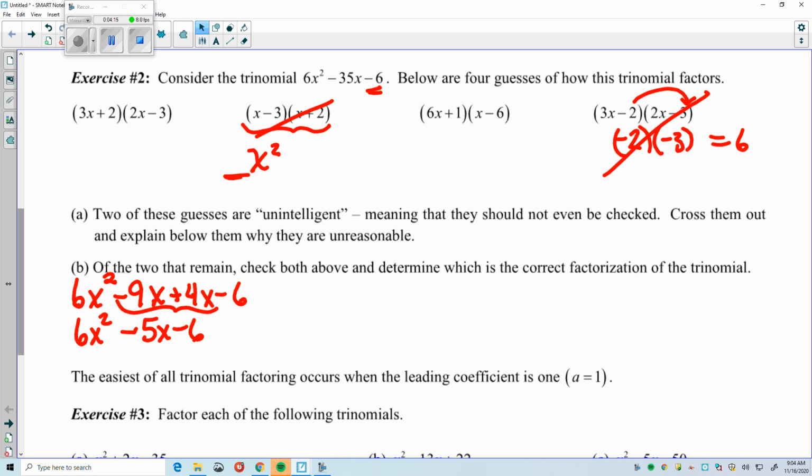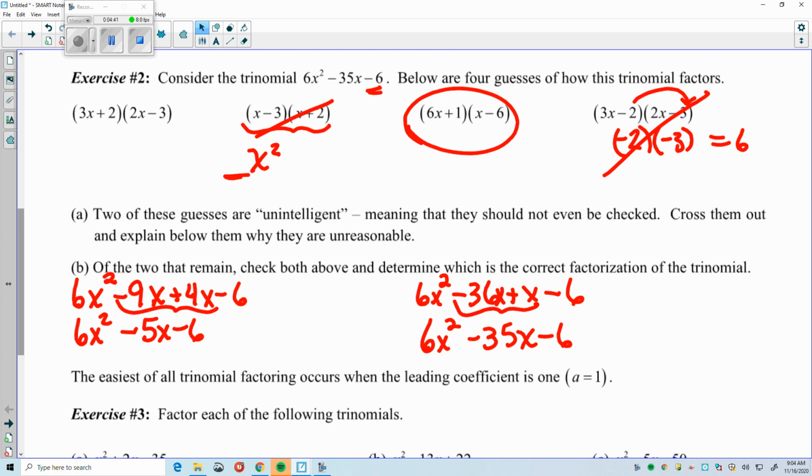So 6x times x, we get 6x squared. Our outside, I'd get a negative 36x. On the inside, I'd have a positive x. Ooh, I forgot the x there, sorry. And then on my last one, I would have a negative 6. So again, if we combine those like terms, I now have a negative 35x minus 6. So that would be our winner. This is going to be our answer.